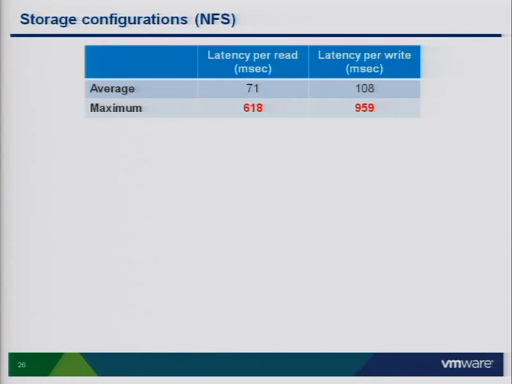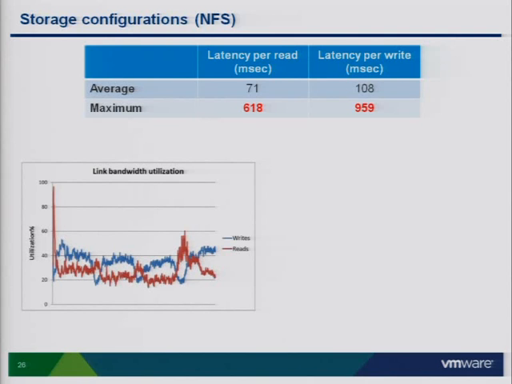The next thing that we did was to understand why we are seeing such a high latency. If you see the maximum latencies, you can see that it's way above, it's like 600 and 900 milliseconds. Then we wanted to see the link utilization. I told you we had 5 gigabit Ethernet links. So was that a bottleneck? Not really. If you look at the average link utilization, it was about 30 to 40%. So the links were not a problem, they were fine.